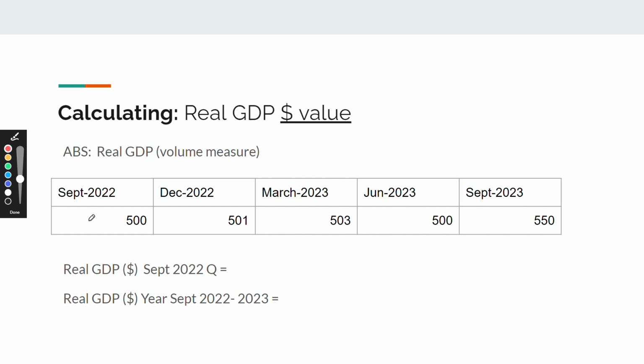So if we were asked to not really calculate, but just identify what was the value of real GDP, so the value of GDP taking out the impacts of inflation in the September 2022 quarter, well, we'd see there it's 500, so $500 billion. We're just really identifying there.